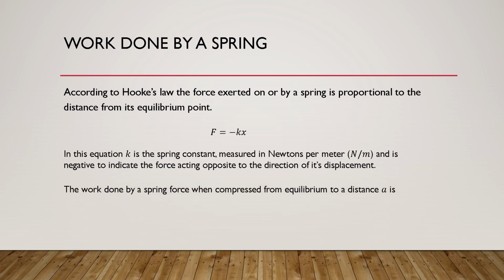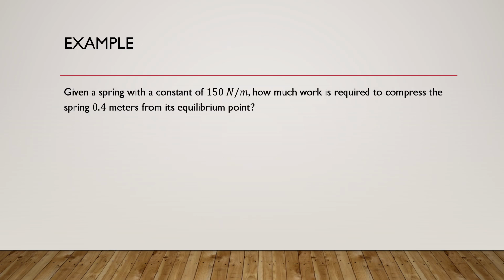The work done by a spring force when compressed from equilibrium to a distance a is the integral from 0 to a of negative kx dx. For example, given a spring with a constant of 150 newtons per meter, how much work is required to compress the spring 0.4 meters from its equilibrium point? According to Hooke's law, work in this case will be the integral from 0 to 0.4 of negative 150 x dx. Negative 150 can be removed from the integral as a constant.